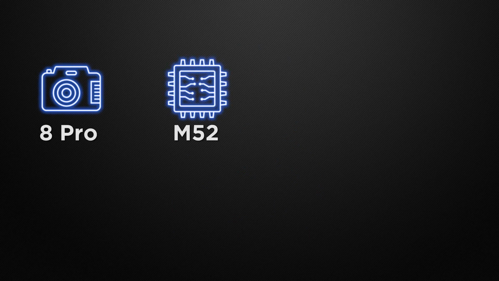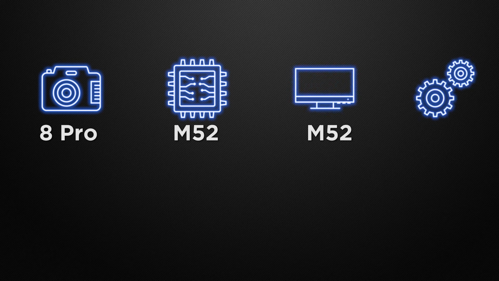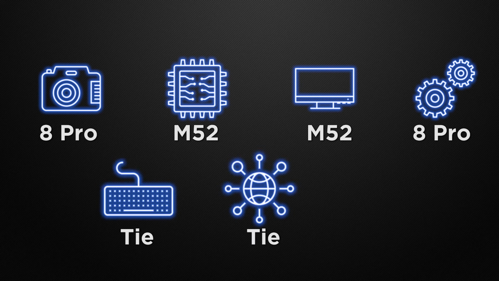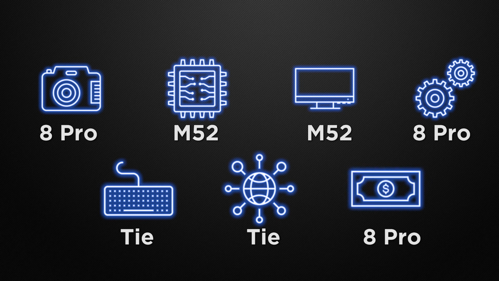So the conclusion of the video is, in the camera the winner here is 8 Pro, in the performance the winner here is M52, in the display the winner here is M52, in the body segment the winner here is 8 Pro, in the features of the device it's a tie, in the communication chips it's a tie, and about the prices the winner here is 8 Pro. So the decision is totally yours.